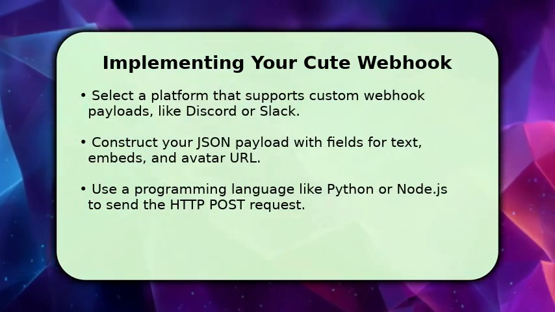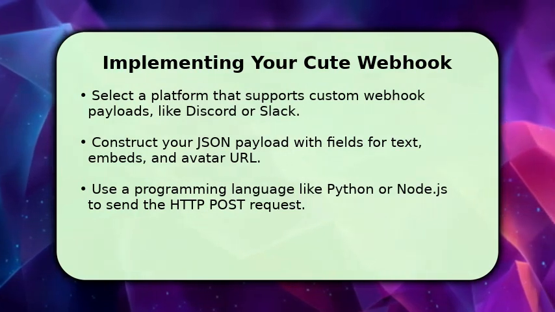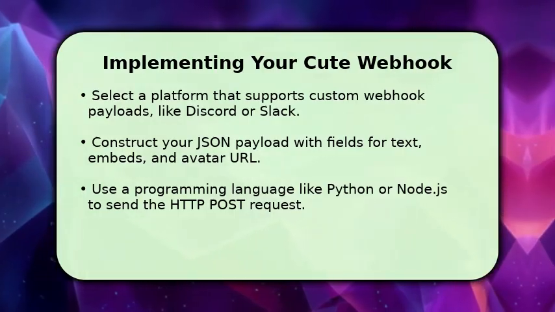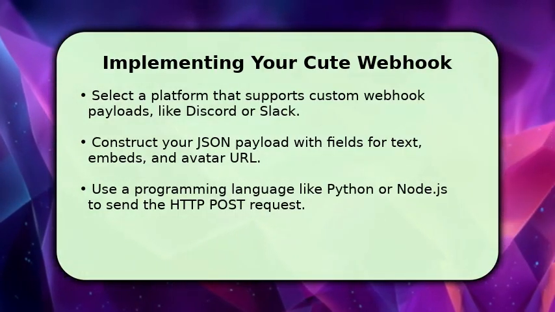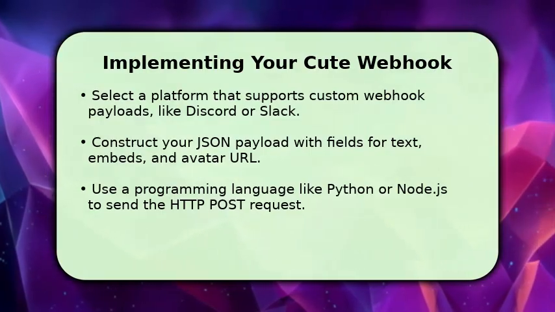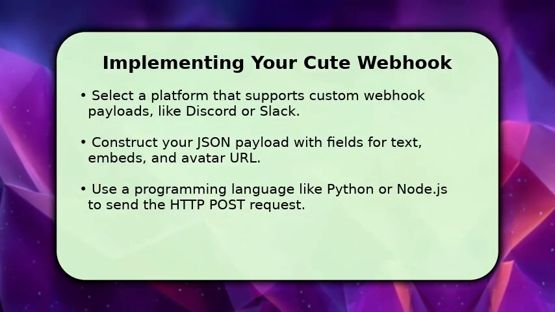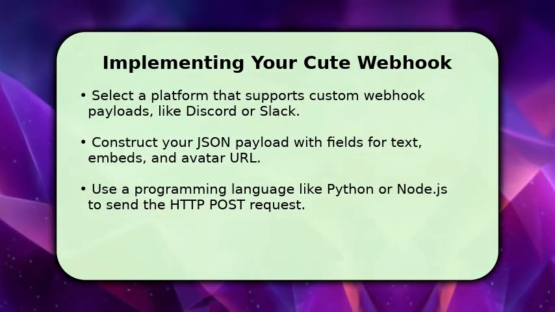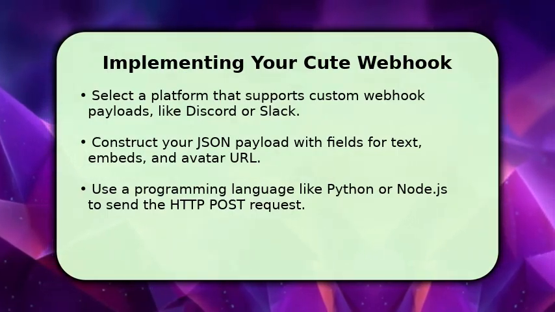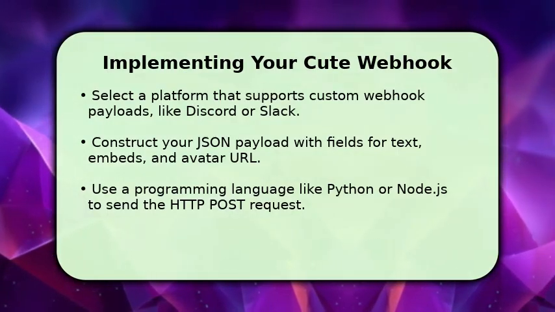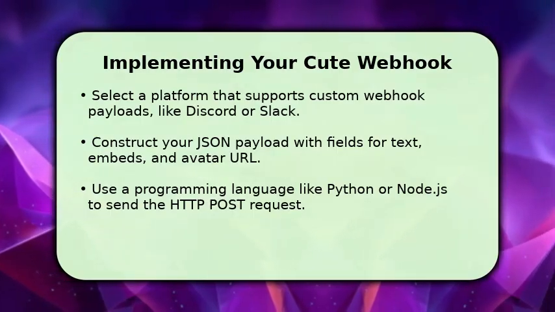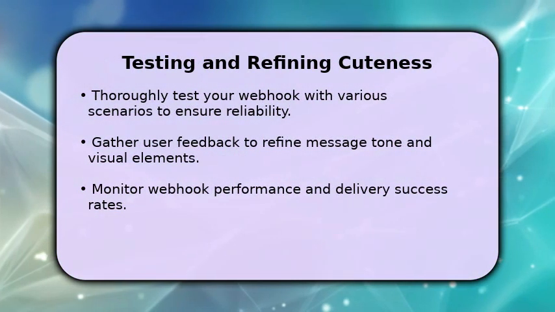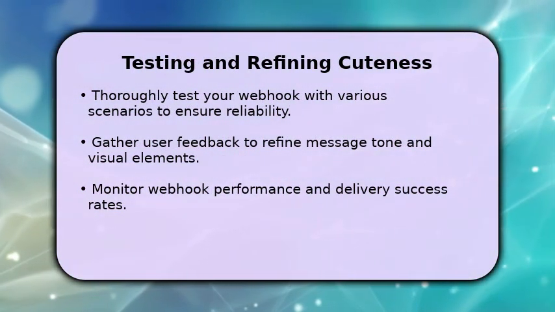Implementing your cute webhook begins with choosing the right platform such as Discord or Slack, which offer robust customization. You'll construct a JSON payload, which is essentially the blueprint for your message. This payload will include your friendly text, any rich embeds for visual flair, and the URL for your custom avatar. Then, use a programming language like Python or Node.js to send an HTTP post request to the webhook URL, delivering your adorable notification. Testing is crucial to ensure your cute webhook performs as expected.